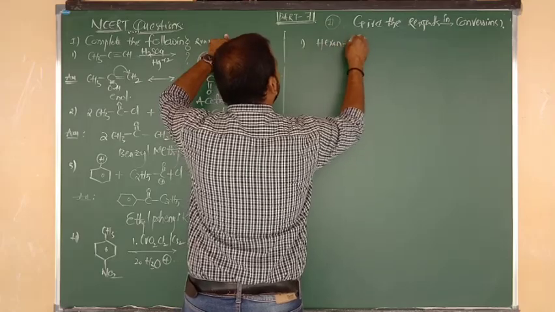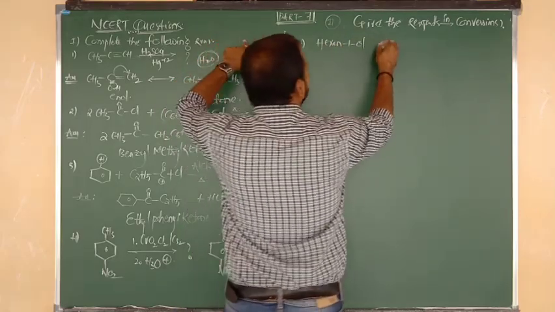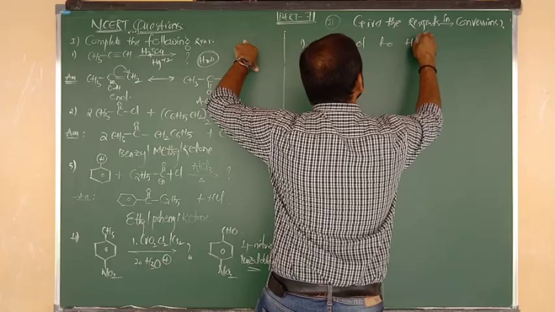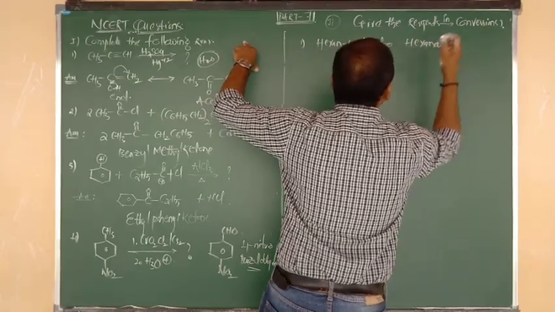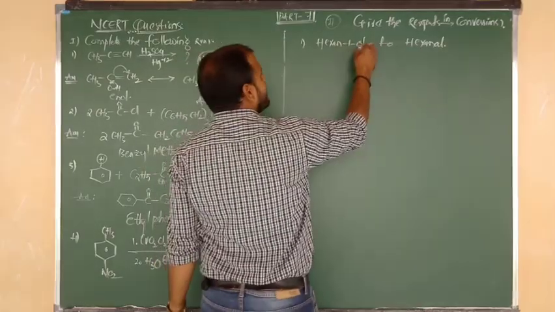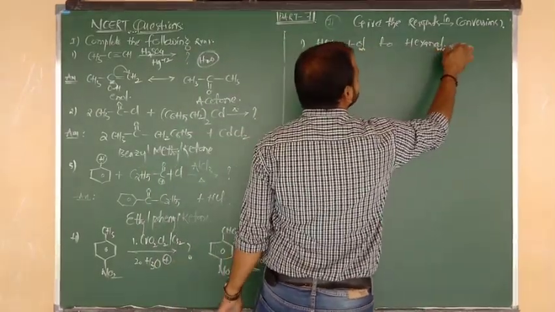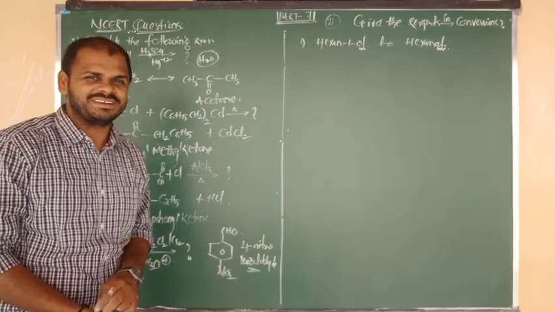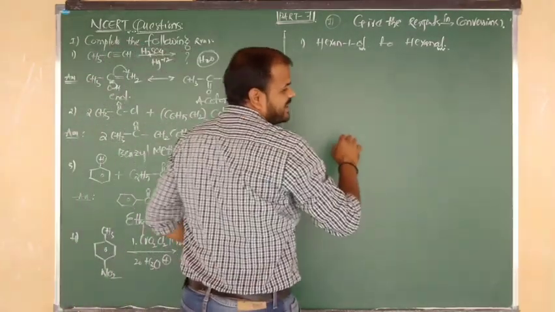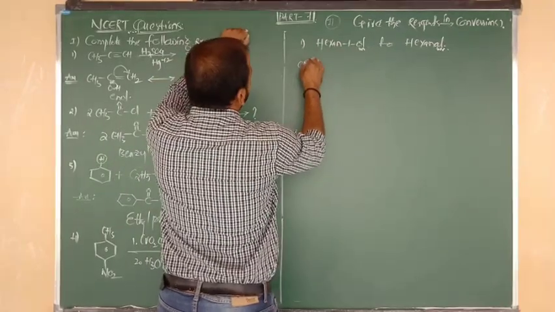hexan-1-ol. Hexan-1-ol converted into hexanal. Alcohol changes into aldehyde. Definitely we can say it is an oxidation reaction. Okay, first we will write the structure. What is the formula of hexanol?